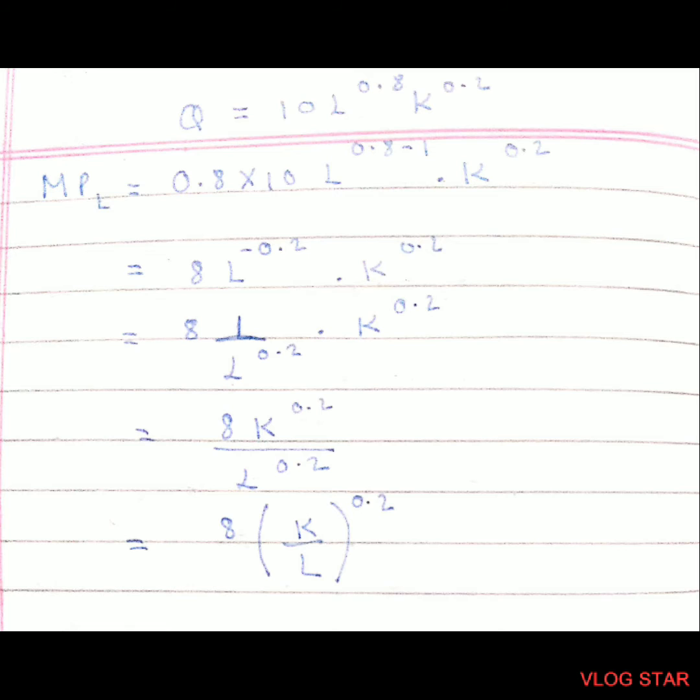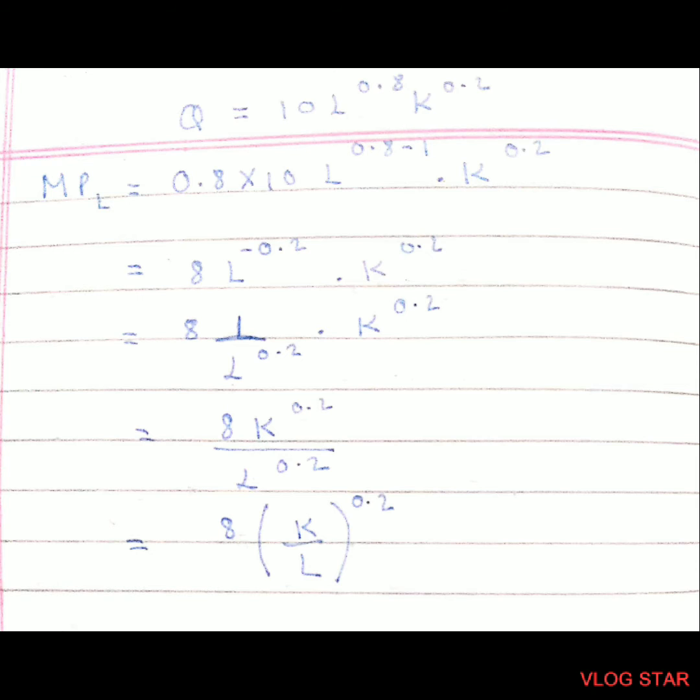Now we are supposed to find MPL, right? So we'll do the derivative with respect to L. So K will remain constant here. Applying the power rule, 0.8 comes forward multiplied by 10, L to the power 0.8 minus 1. K is constant, remains as it is. In the next line, after solving, we get 8 L to the power minus 0.2. We can never have the power in minus, so we'll do the reciprocal in the next line. So in the third line, we'll do the reciprocal. 8 into 1 upon L to the power 0.2 multiplied by K to the power 0.2. This can be written as 8 multiplied by K upon L to the power 0.2. So this is our MPL.